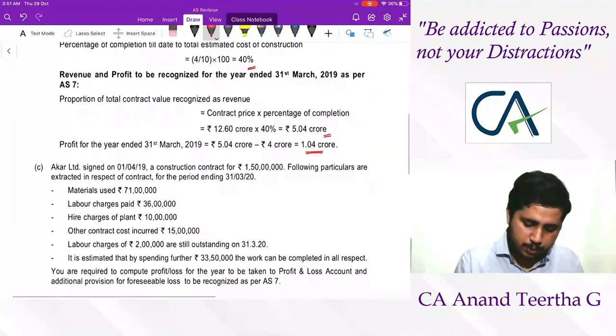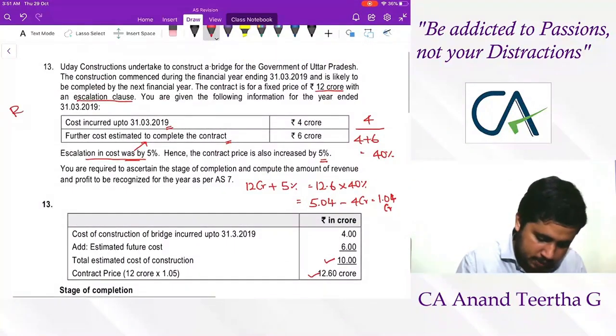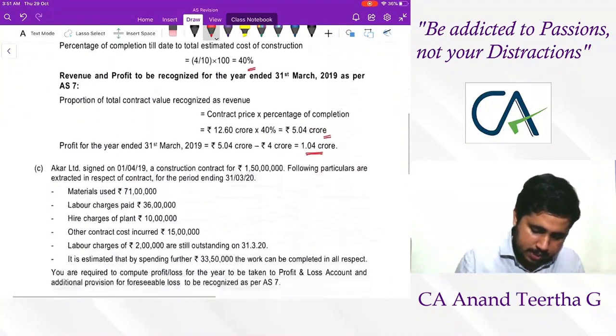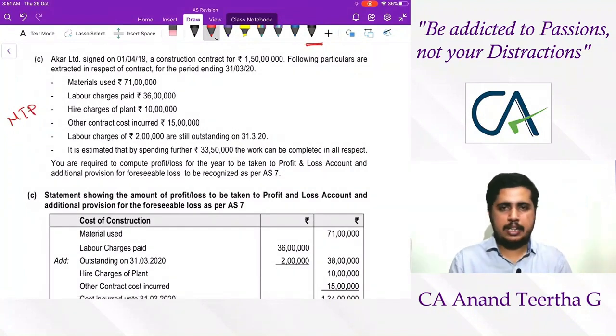Now let's go towards another question. This question is given in RTP. Okay, this is an RTP question. Then this one is MTP. Once you read them, you will understand it really well.